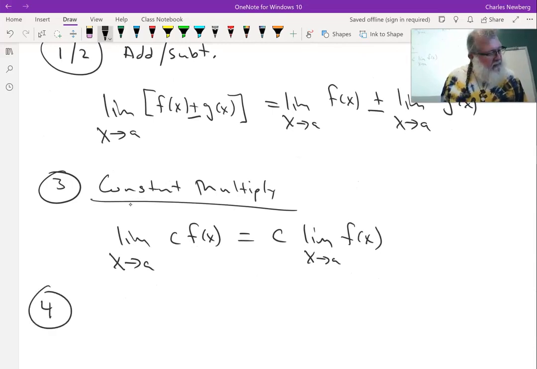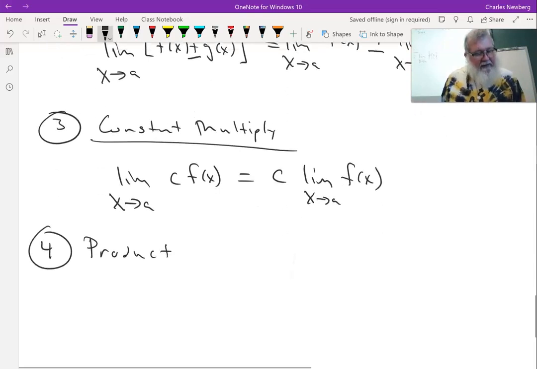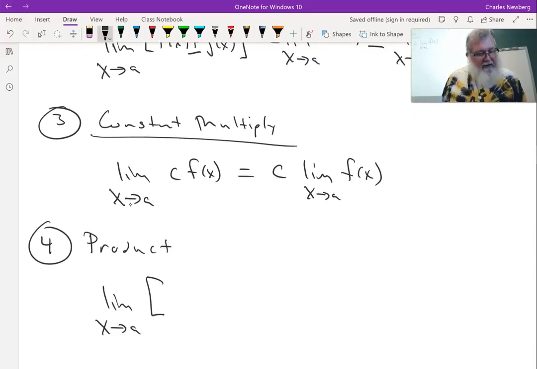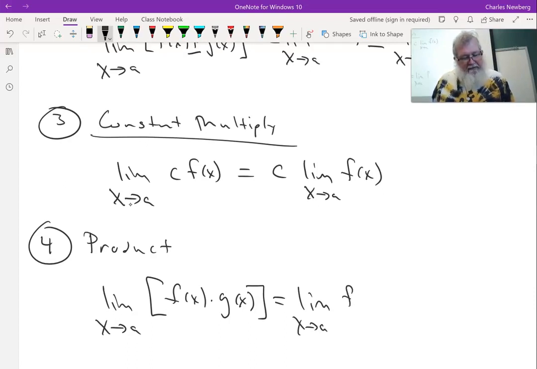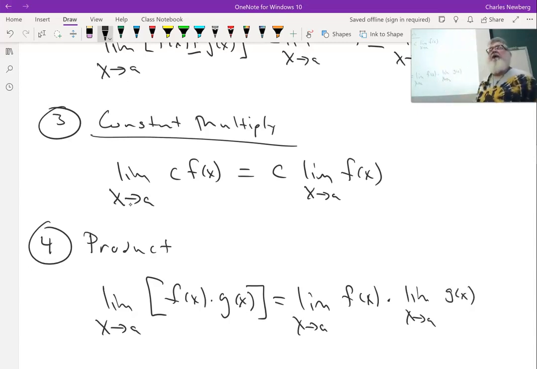Fourth property. It's called the product. The limit as x approaches a of f of x times g of x equals the limit as x approaches a of f of x times the limit as x approaches a of g of x. Now I should point out these limits have to exist to use these laws. So you have to know the limit of f and you have to know the limit of g to apply that property. If this one happens to be zero and this one happens to be does not exist, zero times does not exist is not zero. So they both have to exist to use this. You can't use it to say the limit does not exist. And we'll spend some time on those later on.